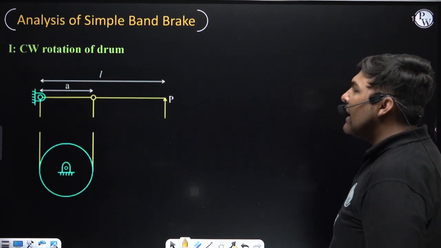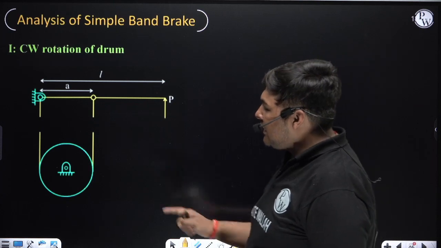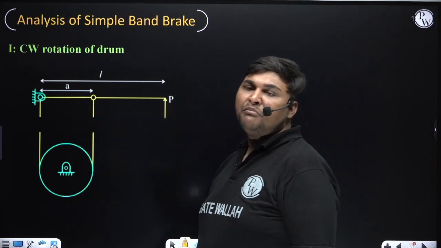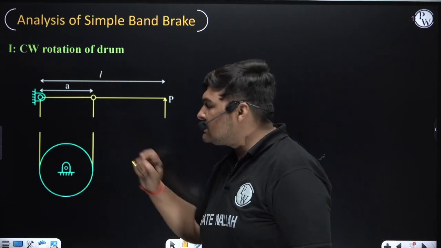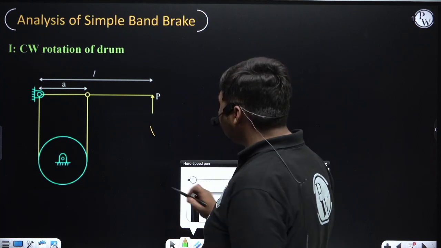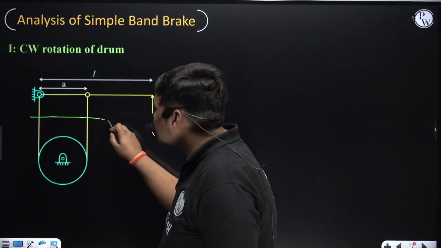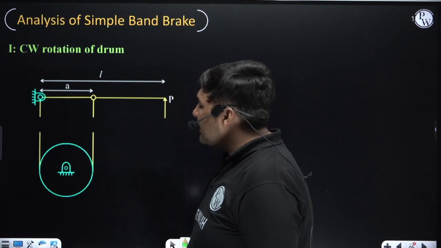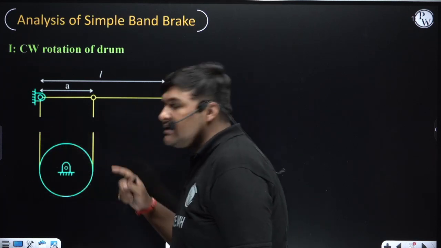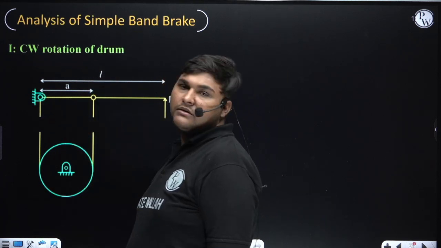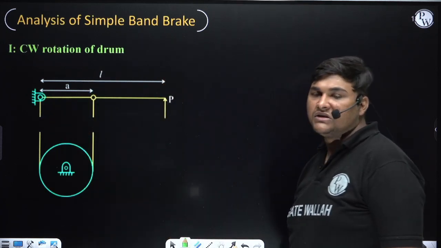Now to do the analysis of this band brake, we need to draw the FBD of lever and band plus drum. For that, cut this band from both sides like this. I have cut it here. Now in this FBD, first draw the FBD of this portion, meaning drum plus band. After that, draw the FBD of lever. Okay, first do this thing.